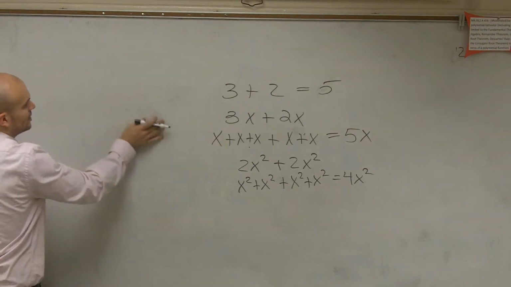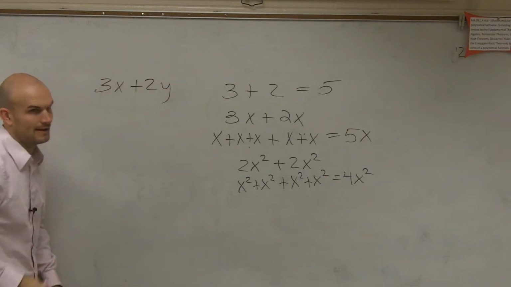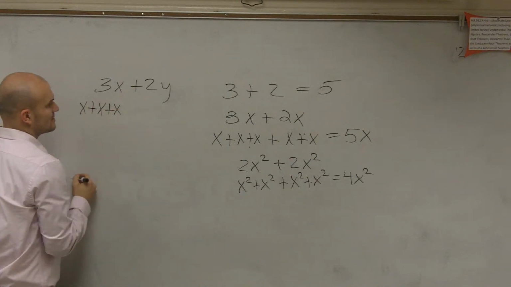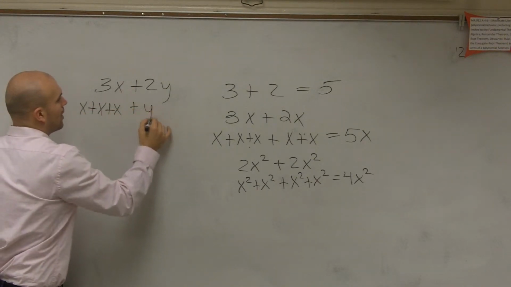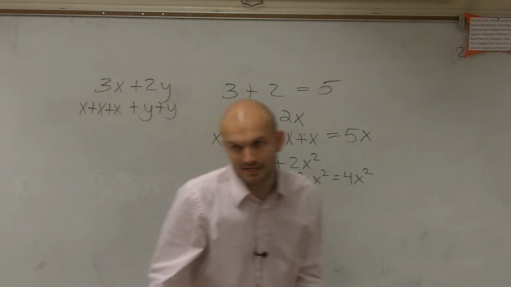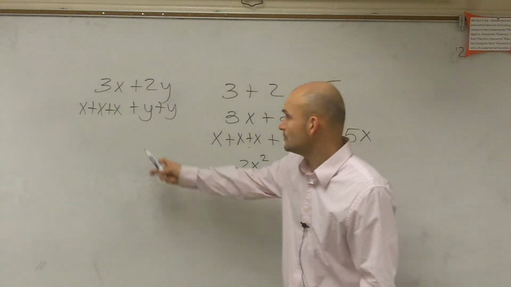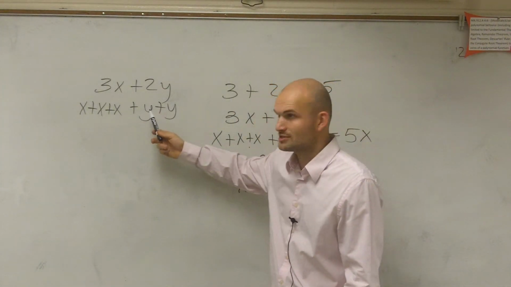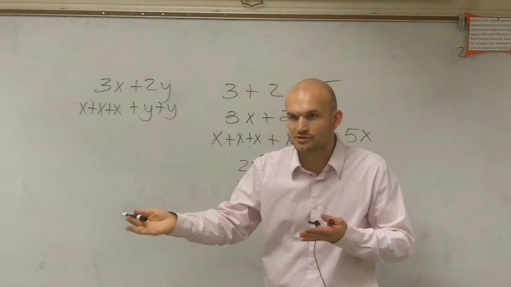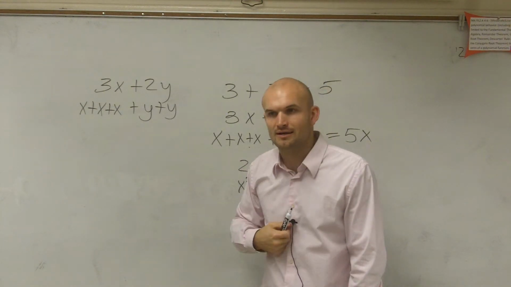But let's take a look at, what if I did 3x plus 2y? Well, 3x means x plus x plus x, plus y plus y. So what does 3x plus 2y equal? It doesn't equal 5x. It doesn't equal 5y. It equals 3x plus 2y, right? You cannot combine your x's and y's, like apples and oranges, right? They're different. These represent different values, so you can't combine them.